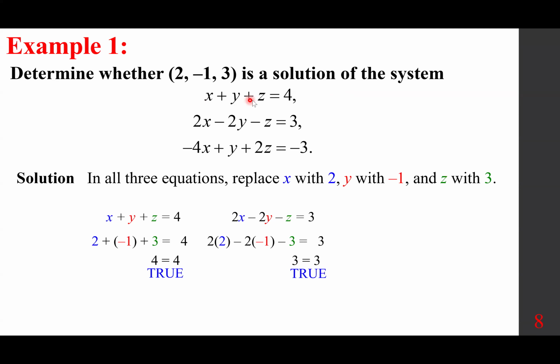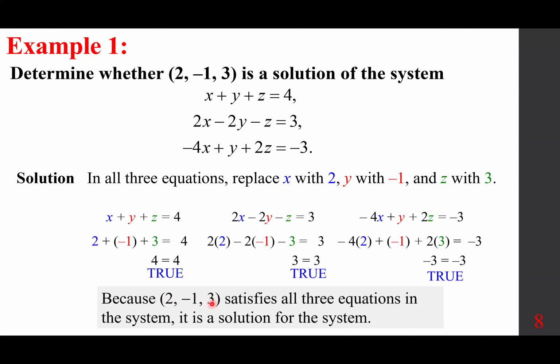Because it works with the second equation also, you have to check with the third one. Minus 4x plus y plus 2z equals negative 3, so plug in the values. That's a true statement. Because (2, -1, 3) satisfies all three equations in the system, it is a solution for the system. Which means if it fails right here with the first equation, you don't have to check anymore. If it fails here, you don't have to continue checking. As long as it fails with one of the equations, you don't continue anymore.